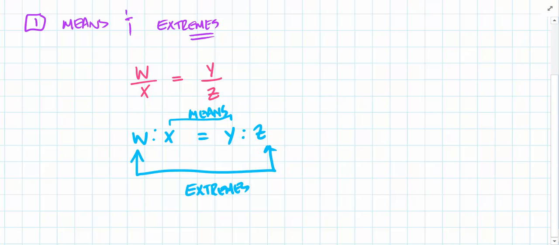The reason is because of the way that we solve these proportions. One of them is called the means extreme property, but you probably have heard of it just called cross product, right? When you do cross product, you multiply WZ and you multiply XY. So you are cross multiplying the means and cross multiplying the extremes. That's the reason why they call it that.